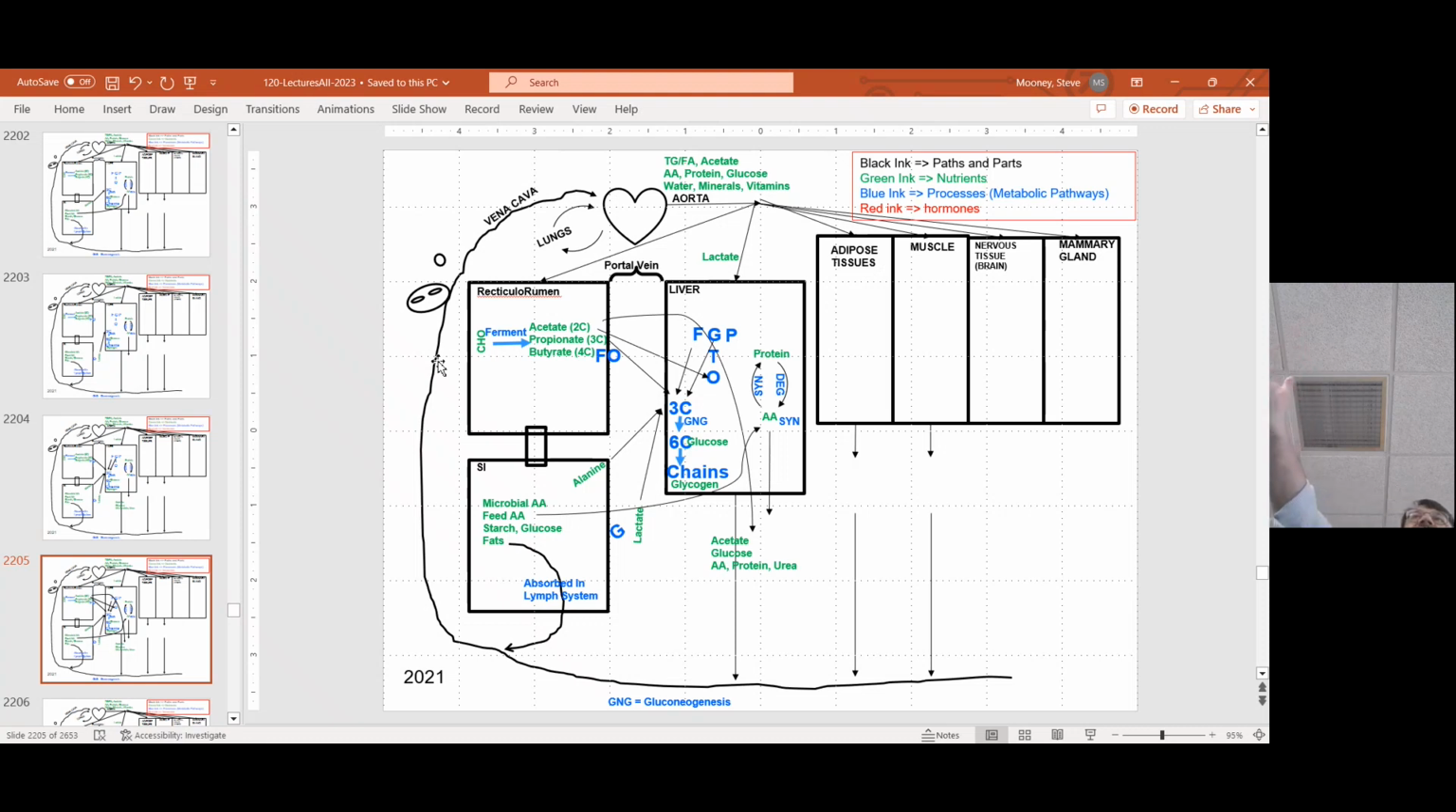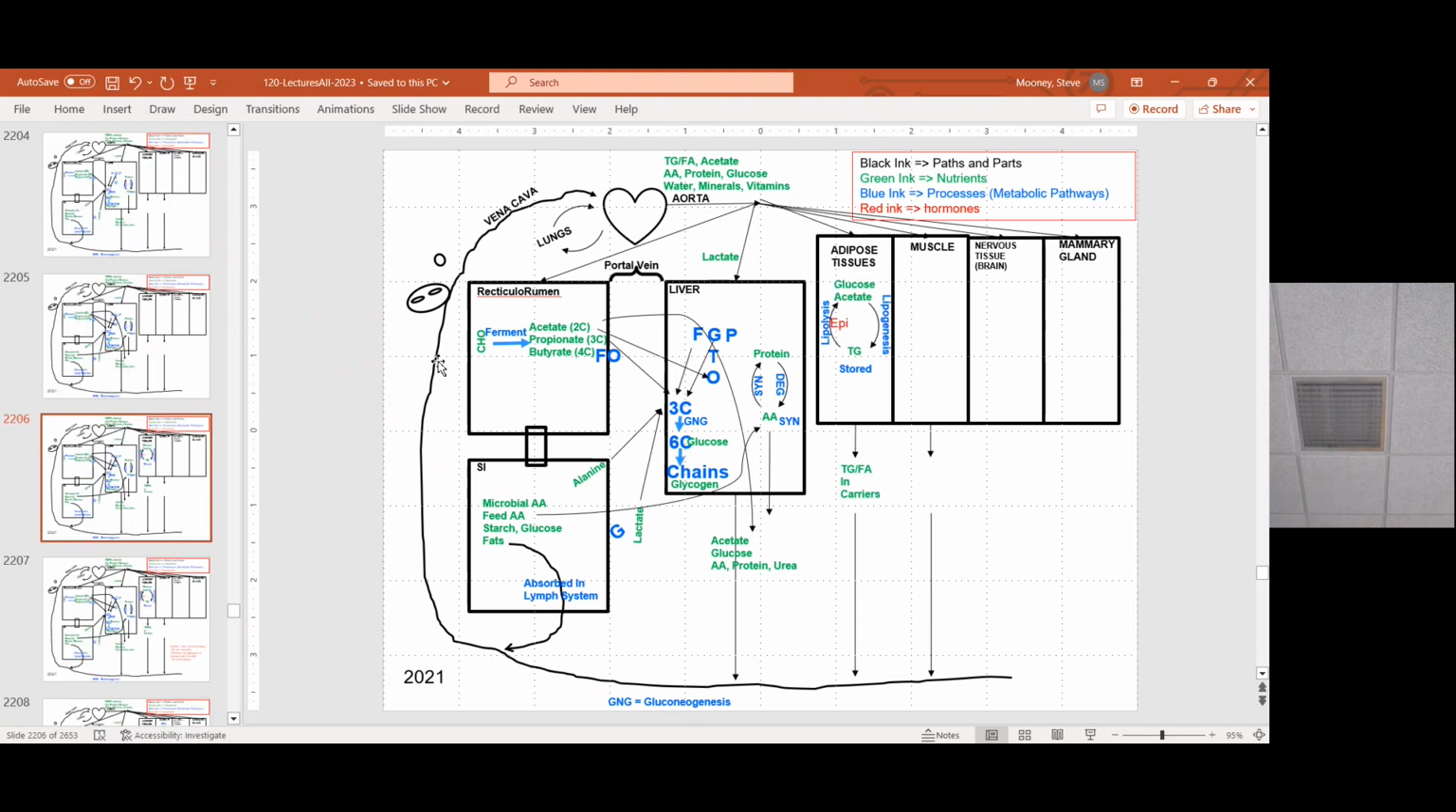So what leaves the liver is what the cow more or less has to work with. Water is going to pass through the liver largely untouched. Minerals are going to pass through the liver largely untouched. Vitamins are going to pass through the liver largely untouched. So they're going to be absorbed through the portal vein and work their way through. So that gives us our pool up top. We got some fat sources, we got amino acids and protein, we got glucose, we got water, minerals and vitamins that the other tissues of the body, the fat, the muscle, the nervous system, and the mammary gland can work with.